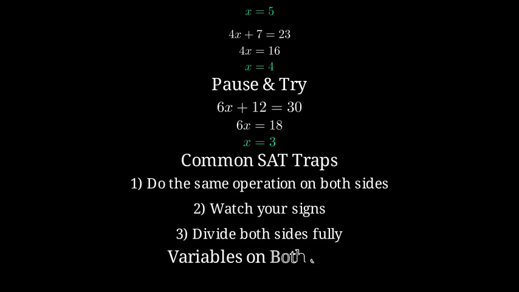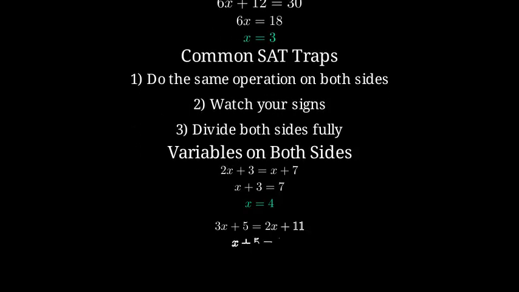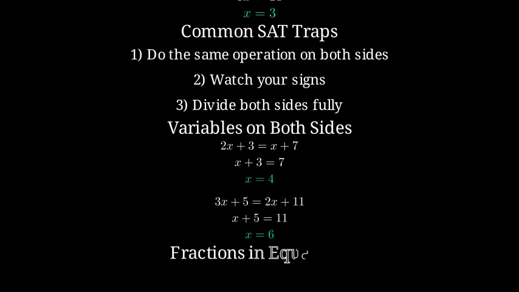Now, let's level up. What if the variable appears on both sides? Example, 2x plus 3 equals x plus 7. Subtract x from both sides. x plus 3 equals 7. Subtract 3: x equals 4. Another example, 3x plus 5 equals 2x plus 11. Subtract 2x, x plus 5 equals 11. Subtract 5: x equals 6.